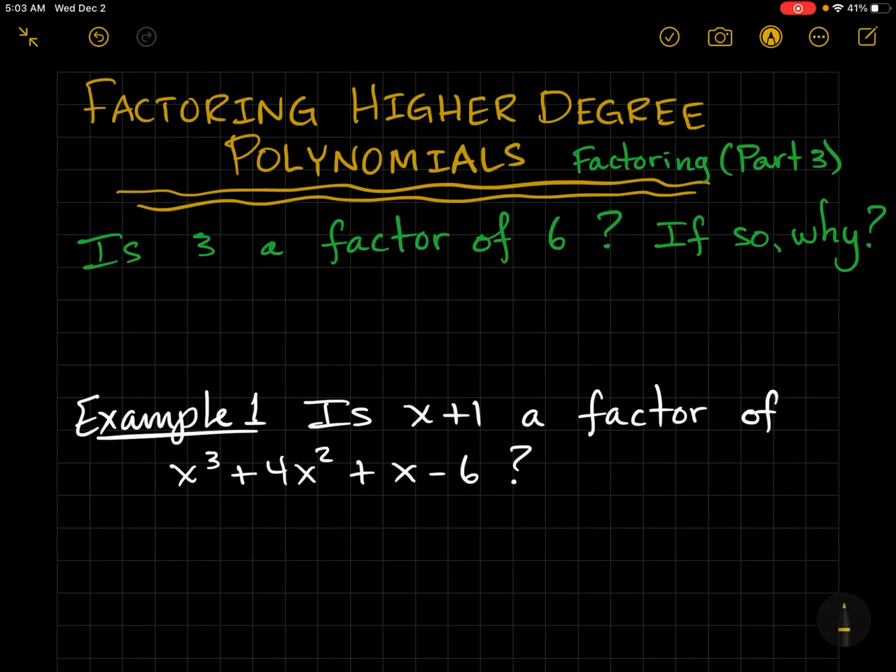Today's lesson is on factoring higher degree polynomials. So we'll be looking at cubics and up. And this is the third time that we visited factoring. So I do assume that you know how to do diamonds with trinomials and difference of squares and GCFs and things like that.